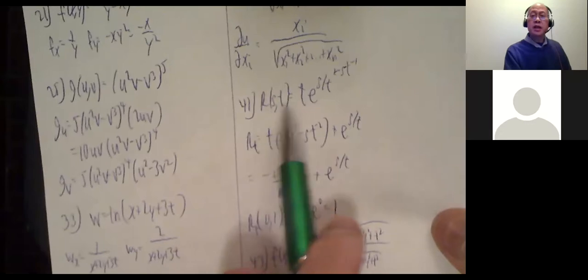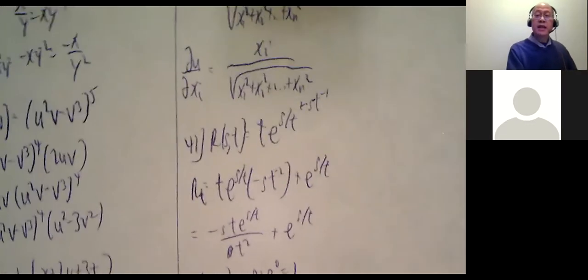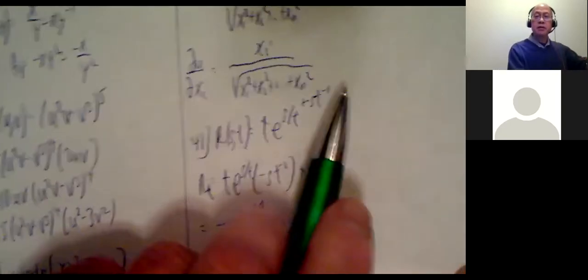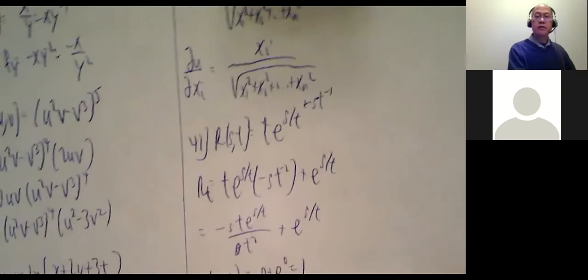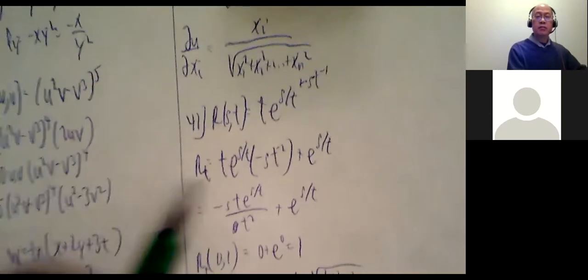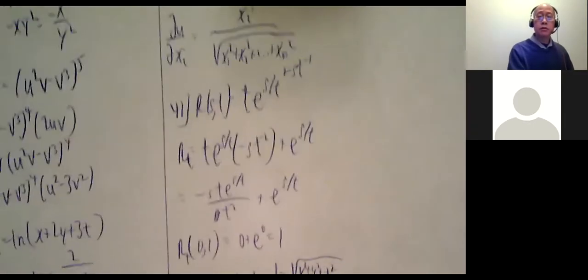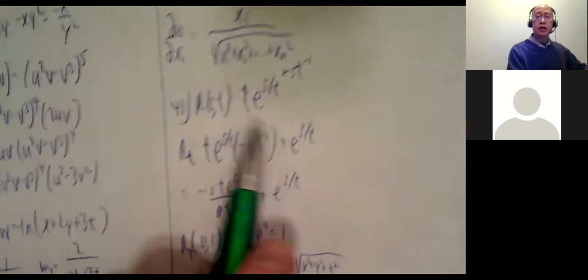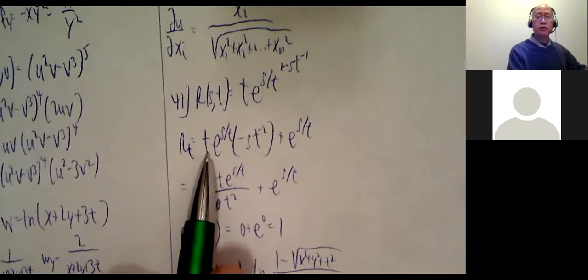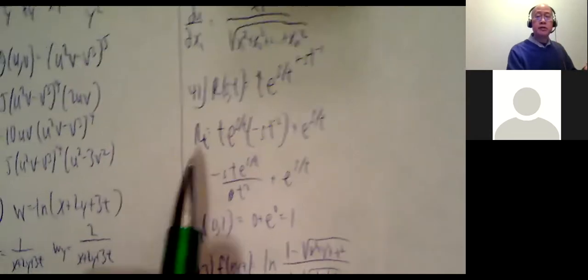All right, so r of s t is t e to the s over t. Treat that as s t to the negative 1. Again, that's probably a little bit better. So I want the derivative with respect to t. There's a t here and a t here, so I have to do the product rule, right? First function, second function. So copy the first and then times the derivative of the second.